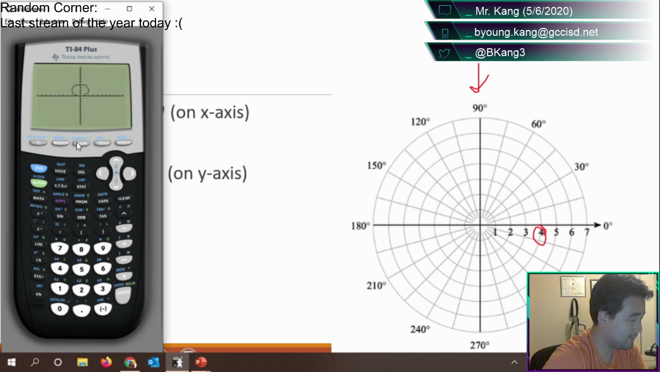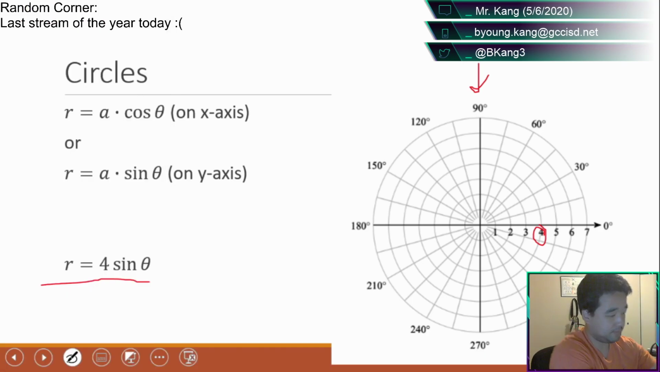So hit zoom, and you see option 5 says zoom square. That squares out the x and y axis, so it actually looks proportional. And notice how 4 is not actually the radius of the circle. 4 is actually the diameter of the circle. It goes out 4 from the origin. So from 0, 0, goes out to 4.